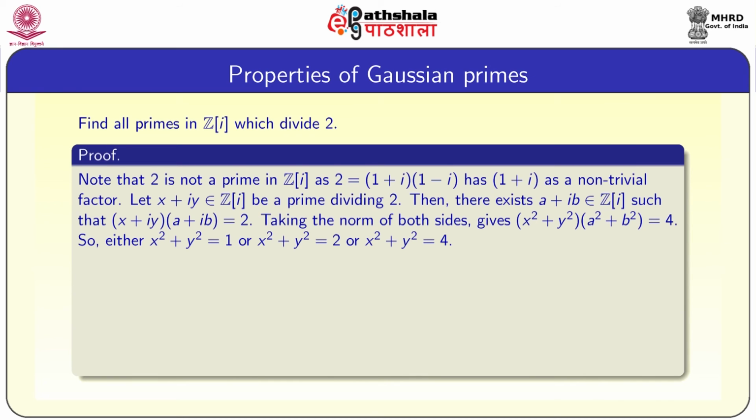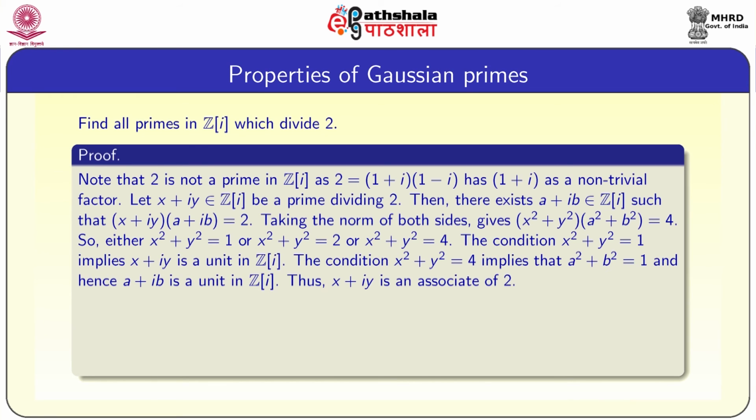in Z[i] such that (x plus iy) times (a plus ib) is equal to 2. Taking norm on both sides, we get (x square plus y square) times (a square plus b square) is equal to 4. So either x square plus y square equal to 1, or x square plus y square equal to 2, or x square plus y square equal to 4. Out of these three, one has to happen.